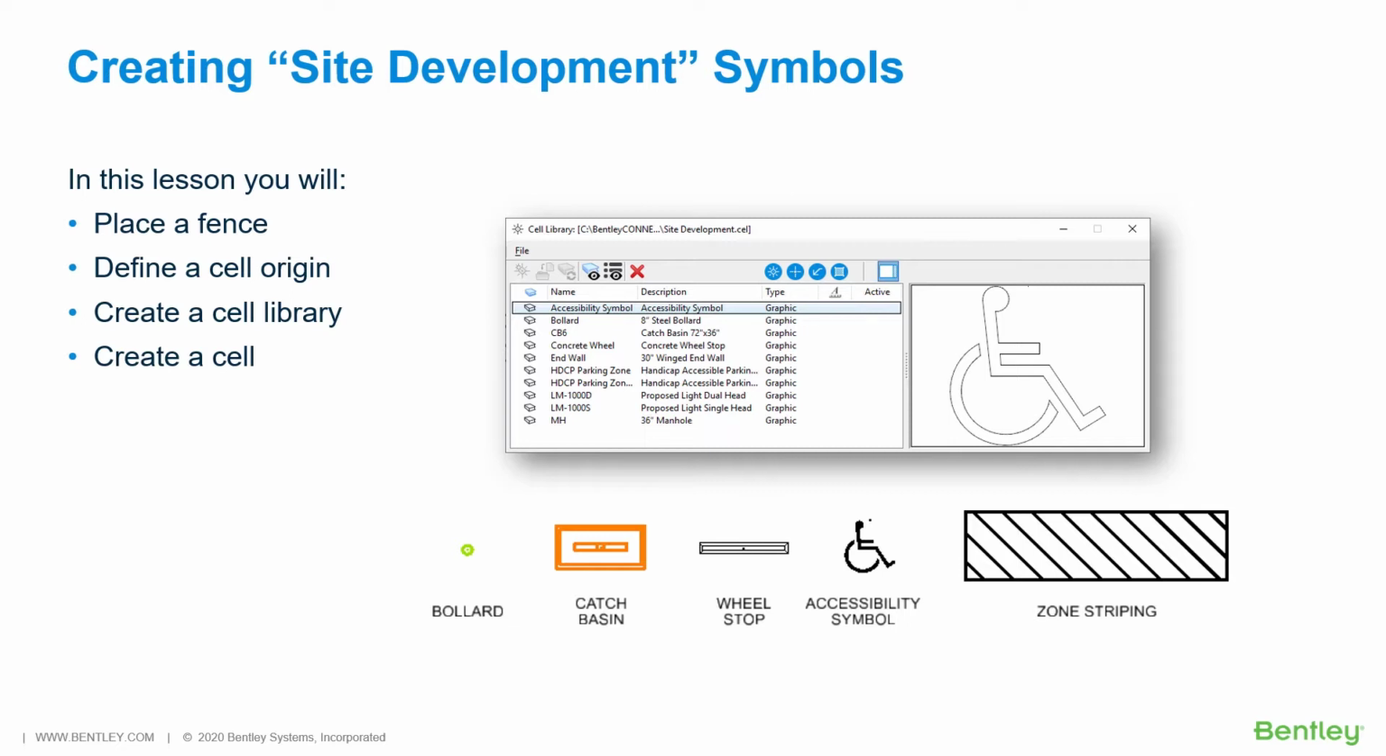In MicroStation, symbols are known as cells and are stored in cell libraries. In this lesson, a cell library will be created and cells added to the library representing various site design objects such as a wheel stop and an accessibility symbol.